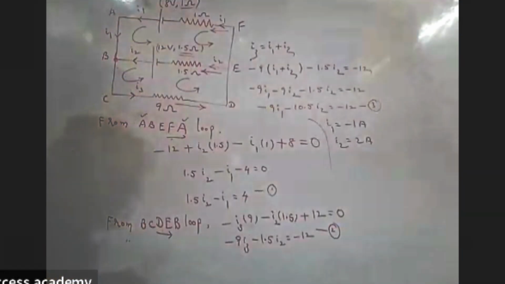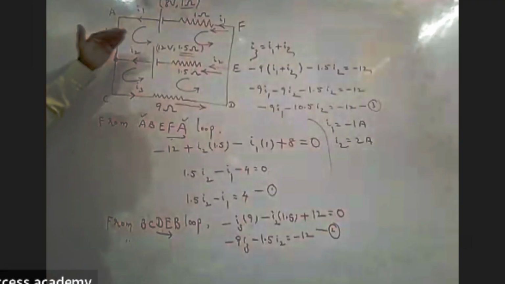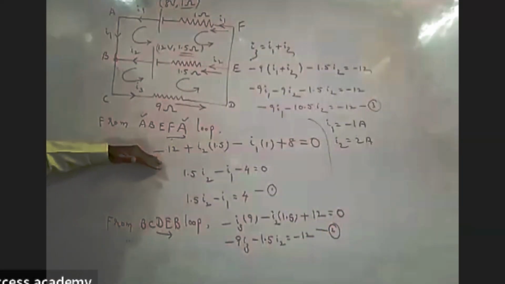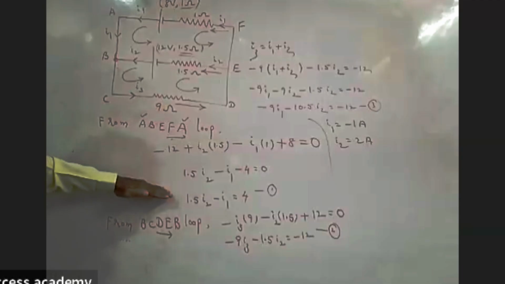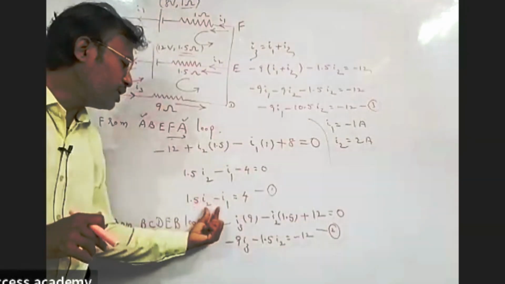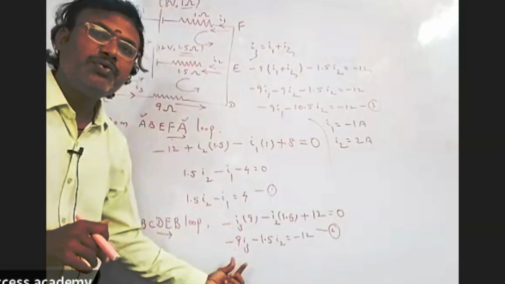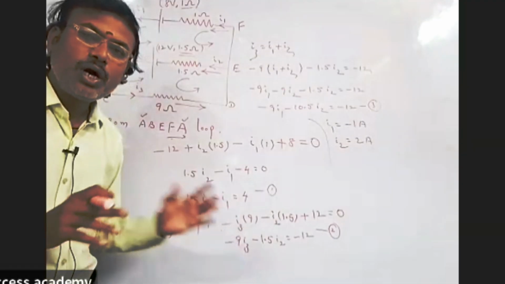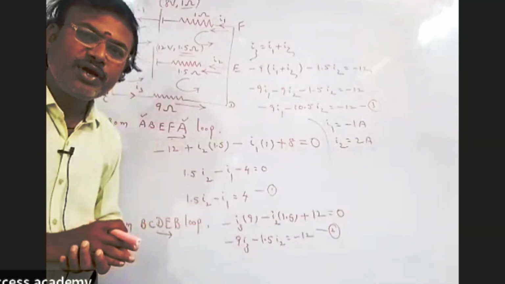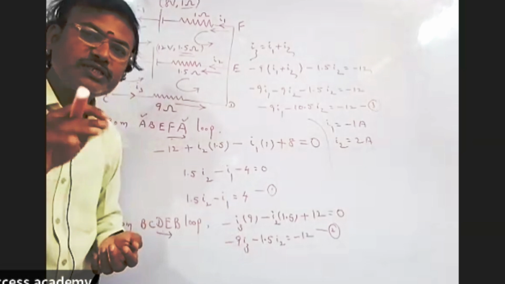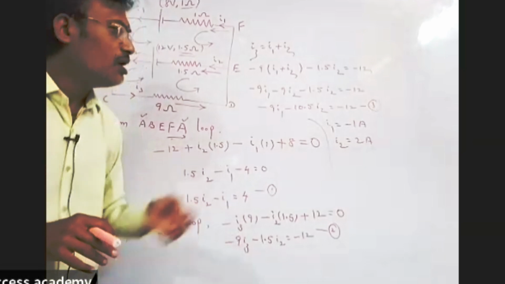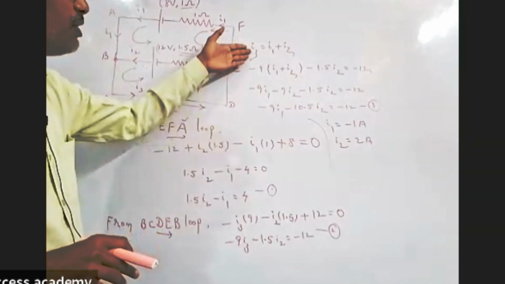This is the solution of this. You can solve this problem by applying Kirchhoff's second law, the loop law. Two equations we got here: first equation and second equation. In the first equation, we have I1 and I2. In the second equation, we have I2 and I3. I3 can also be converted into I1 and I2 by taking Kirchhoff's first law, the junction law, and thereby I3 is equal to I1 plus I2.